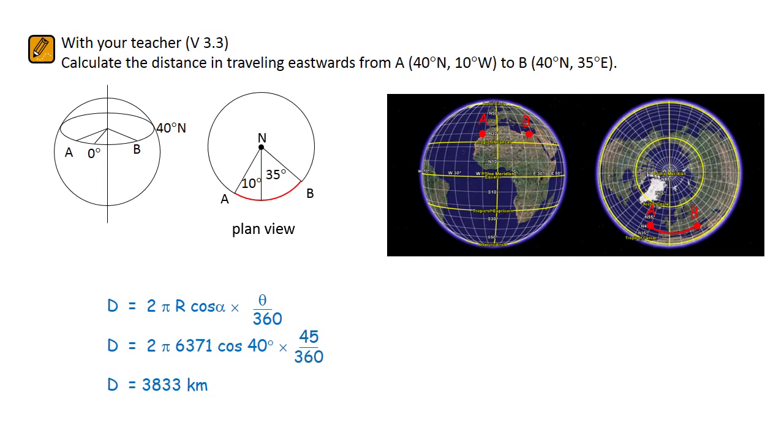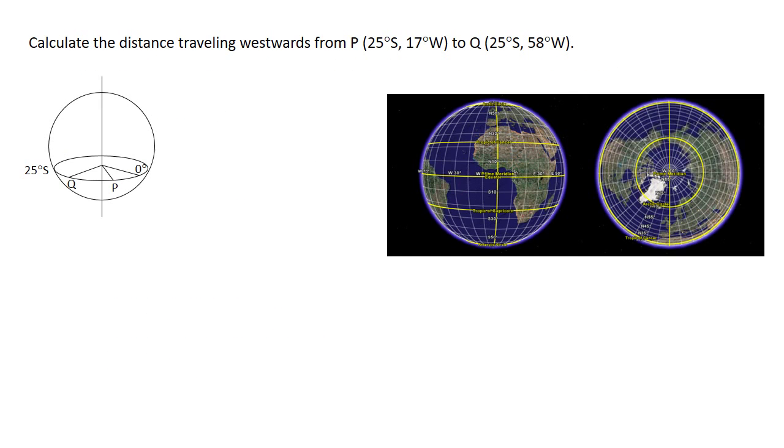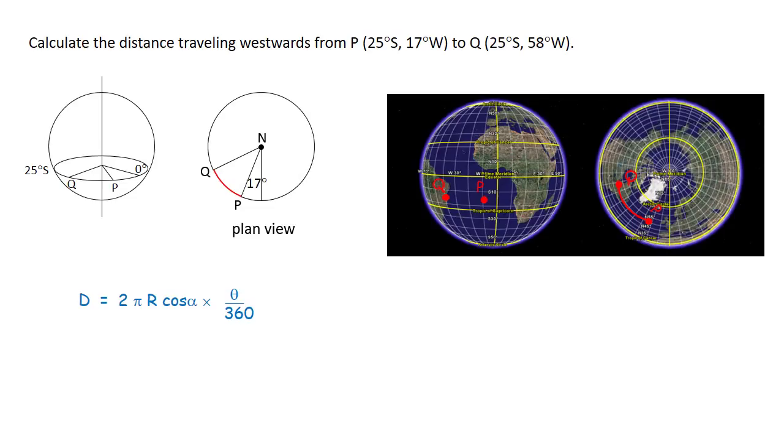In the second example, both places are on the 25 degrees south line of latitude. We draw our plan view. Always draw this view above the North Pole, even though both these places are in the southern hemisphere. It could lead you into error otherwise. P is 17 degrees west and Q 58 degrees west of the prime meridian.